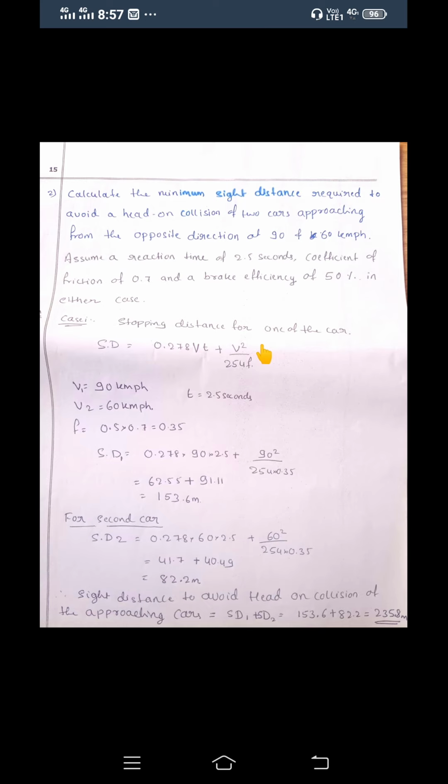Today we'll start with the numericals. That is, we have studied stopping sight distance, overtaking sight distance, and intermediate sight distance. Based on that, we'll solve the numericals.